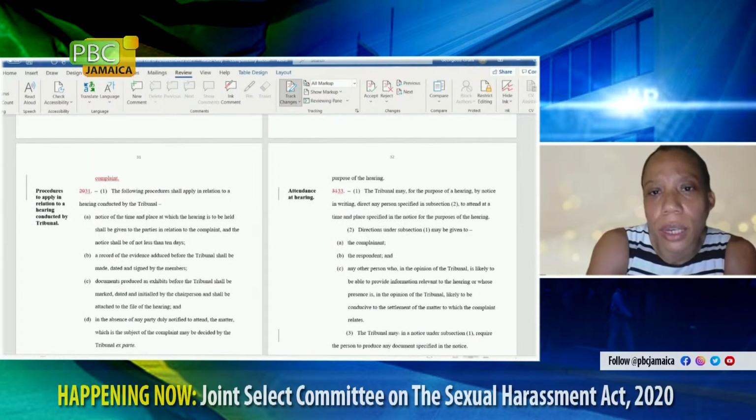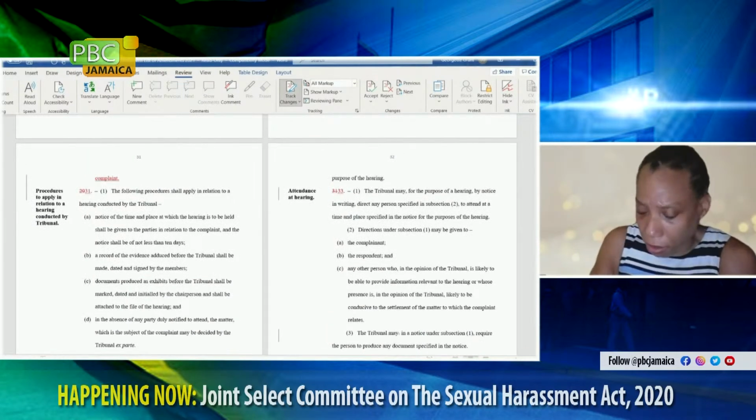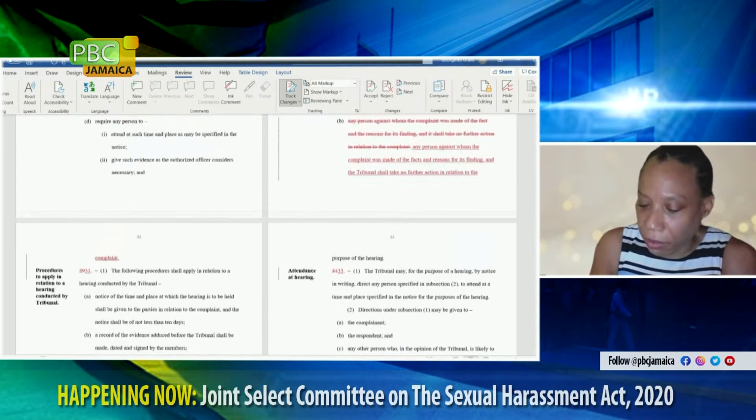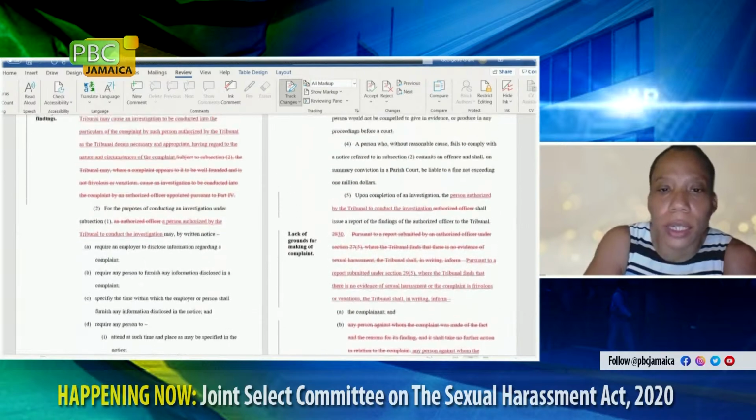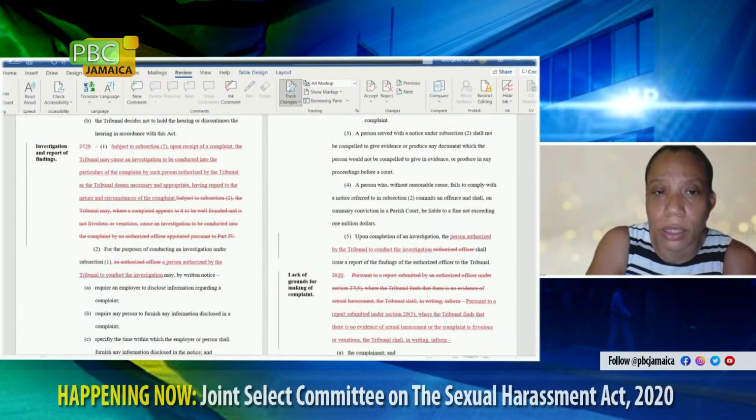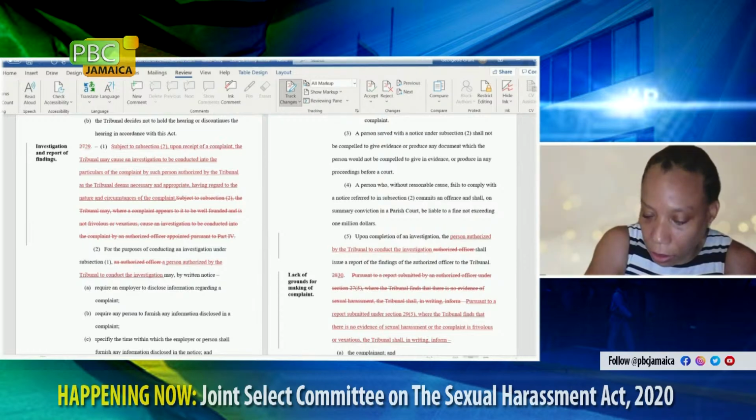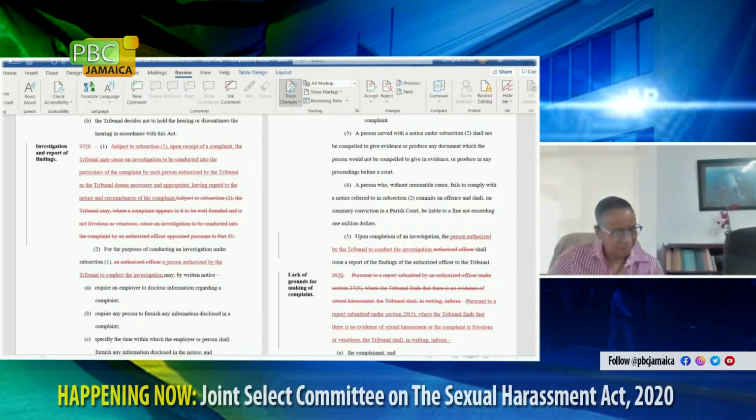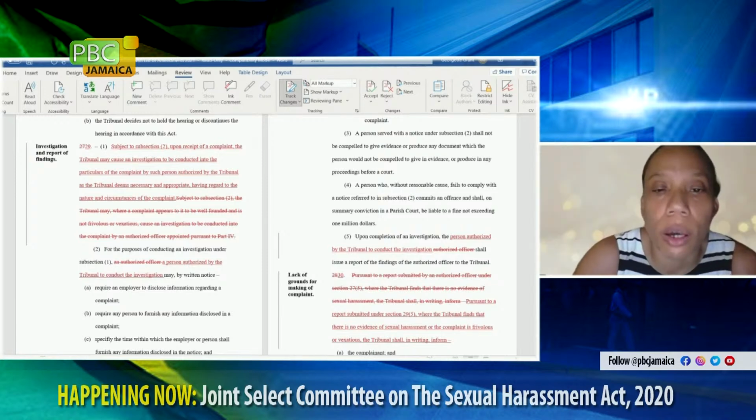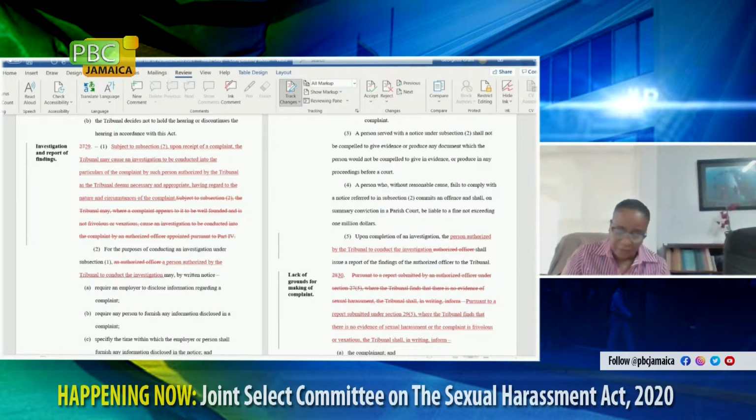I noticed in clause 29, it doesn't have the frivolous or vexatious as it did when it was clause 27. And I just wanted to know. In clause what? Clause 29 as renumbered. You mean clause 29 as renumbered is clause 31? That's the one you're talking about? No, what is now clause 29. It was clause 27, the one that is investigation and report of findings.